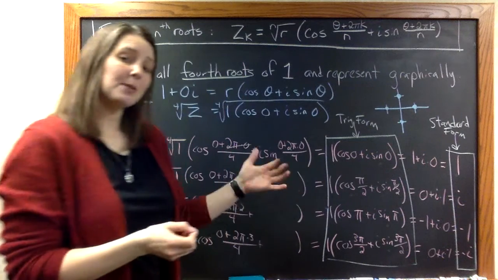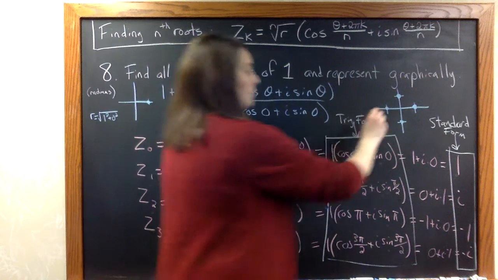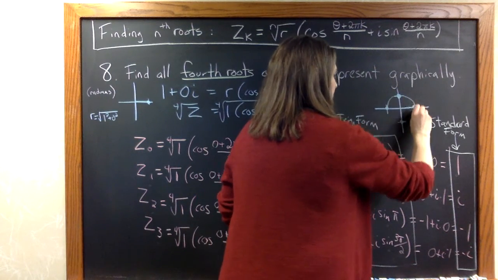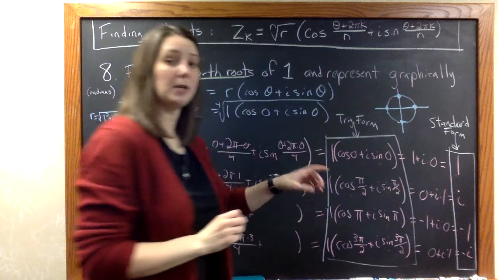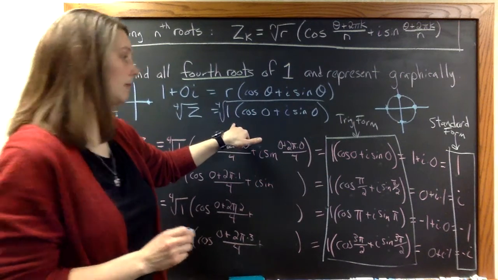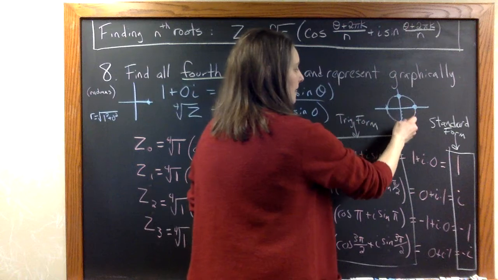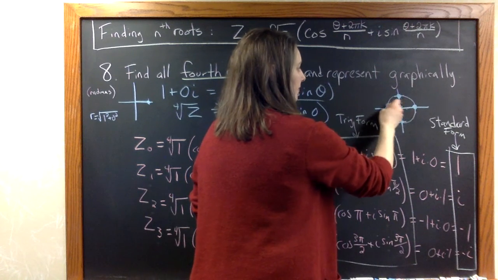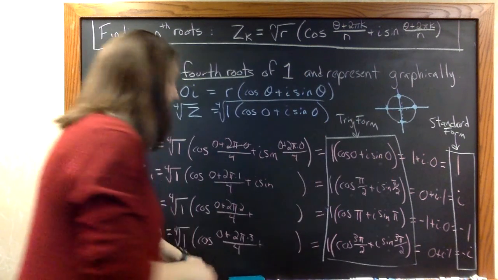Now, something kind of cool that happens every time with these is when you graph these, when you represent these graphically, they are all going to be on a circle of radius r. Remember, our radius is 1. And they're going to be evenly spaced around that circle. So there they are.